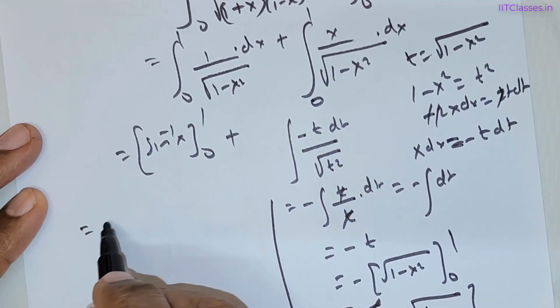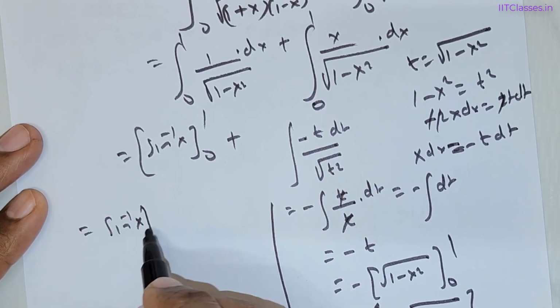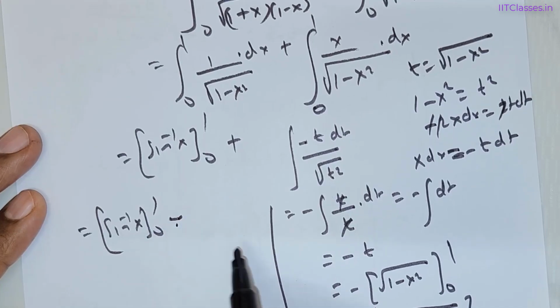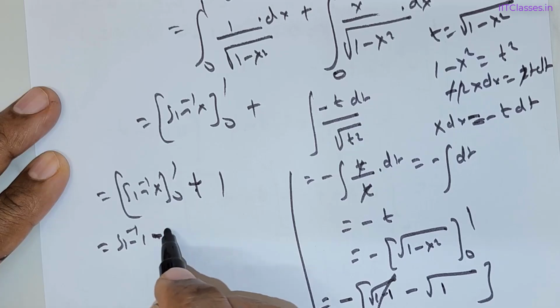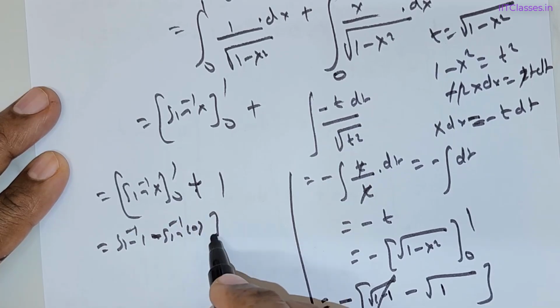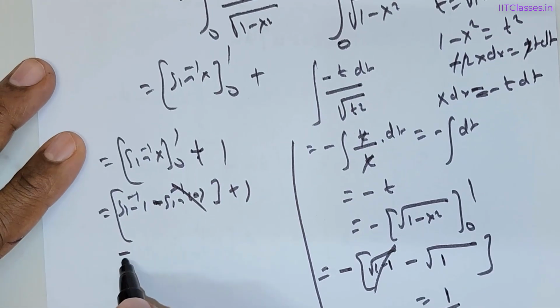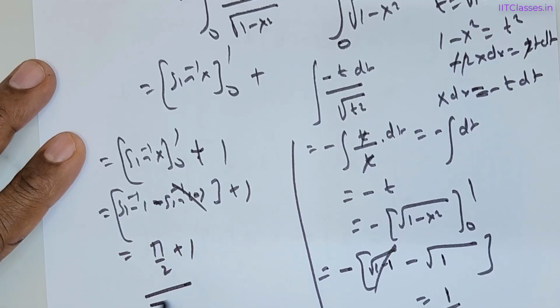So we now have sine inverse of x from 0 to 1, plus 1. I substitute the upper limit, sine inverse of 1, minus sine inverse of 0, plus 1. This vanishes, and this gives me pi over 2 plus 1.